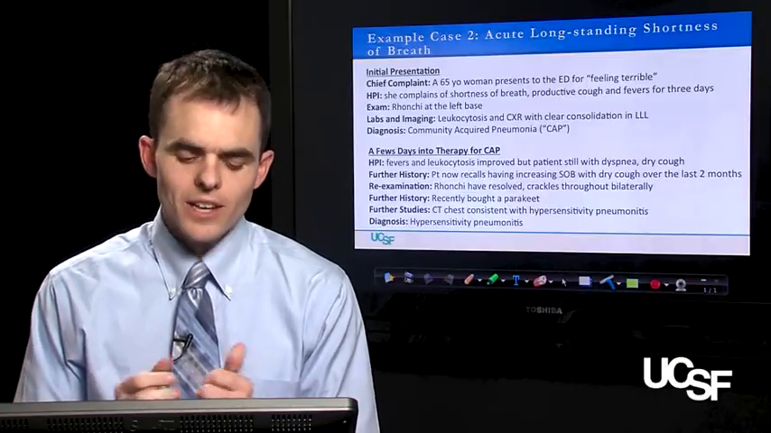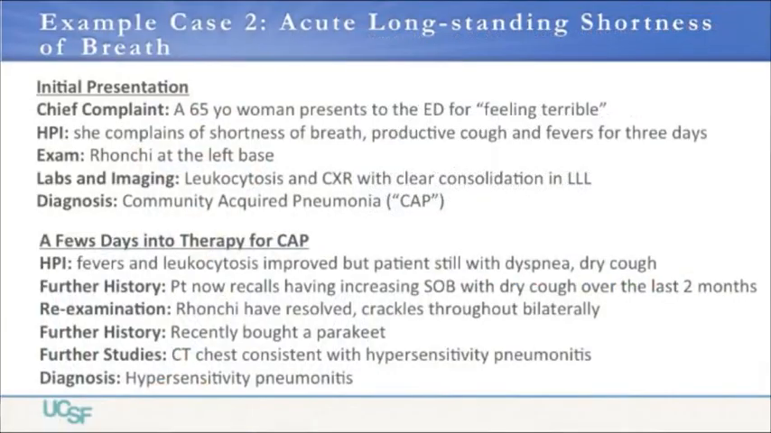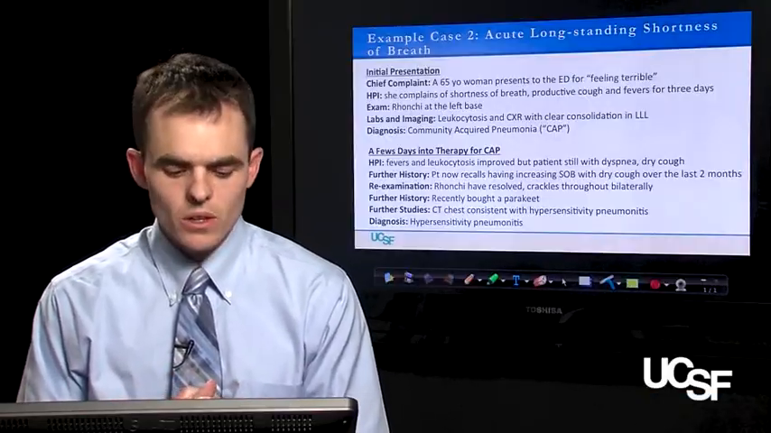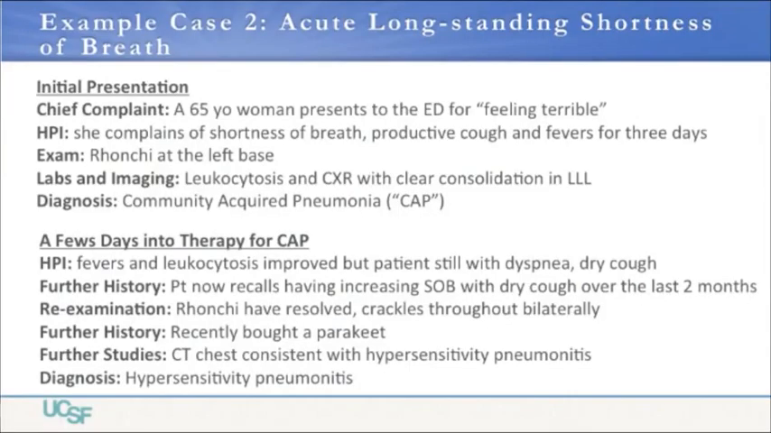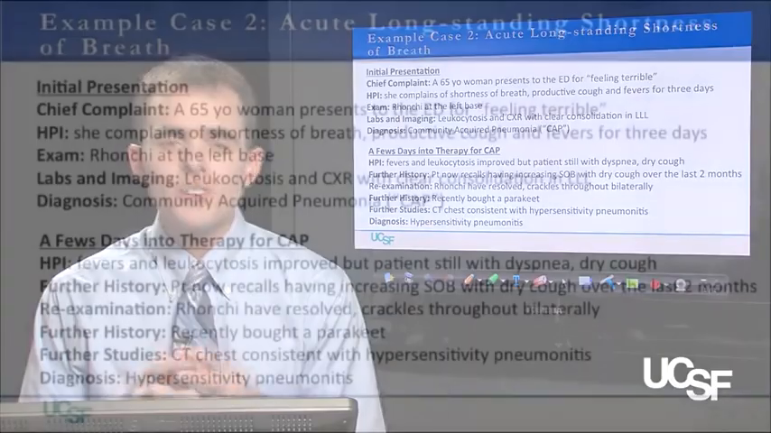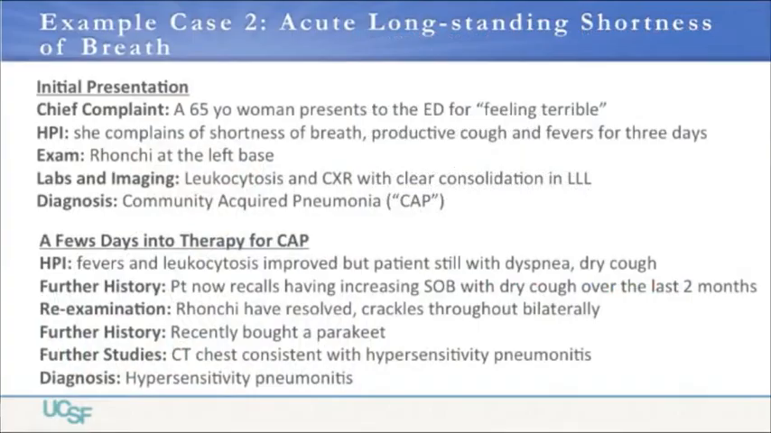And the patient now says, well, you know, actually I've been having worsening shortness of breath and dry cough over the last 2 months probably. So that makes you wonder, so you do another exam of the patient, maybe listening more closely. And you hear that the rhonchi have resolved, but now you pick up crackles throughout the lungs bilaterally. So you go back to the patient now, and you say, so what else has been going on? And you learn, well, in fact, the patient just bought a parakeet not too long ago and has a parakeet in their house. Well, this makes you concerned, so you order a CT scan of their chest, and it's consistent with hypersensitivity pneumonitis, and you make your diagnosis.